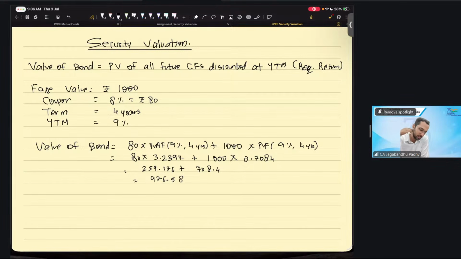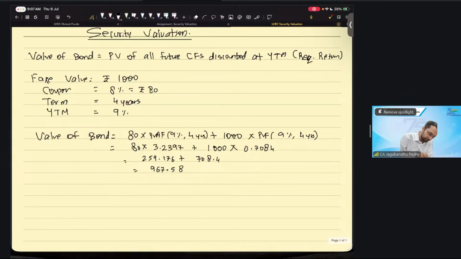Okay, that's simply the value of the bond, which is simply taking the present value of all future cash flows. Now, it can also be the other way around.